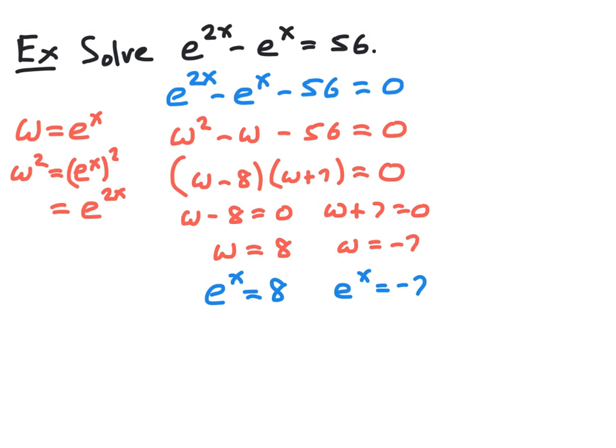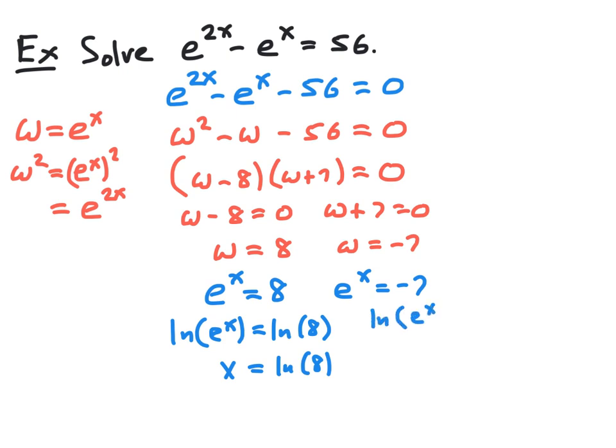E to the x equals 8. We can take a natural log of both sides. On the left side, natural log of e to the x is simply x. And so we get a solution of natural log of 8. If we try to do the same thing with the other equation, we take the natural log of e to the x equals natural log of negative 7, we see that something goes wrong. A natural log of negative 7 is not defined.